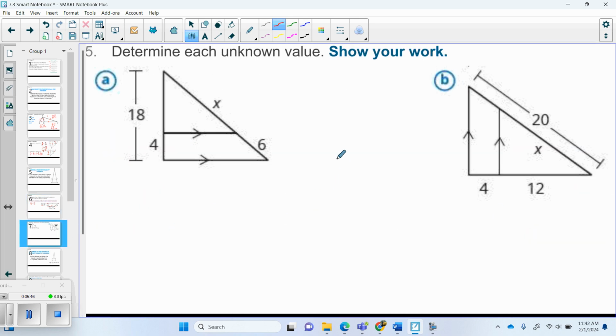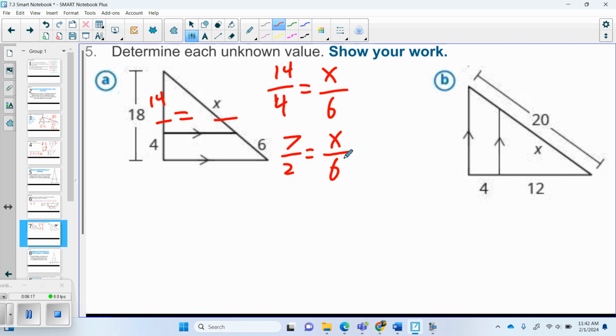So here's another one. This one's a little different because this goes for the whole length. So I will have to subtract this to get 14. So I have 14 over 4 equals, this is the equal sign, I got my equations there. 14 over 4 equals x over 6.